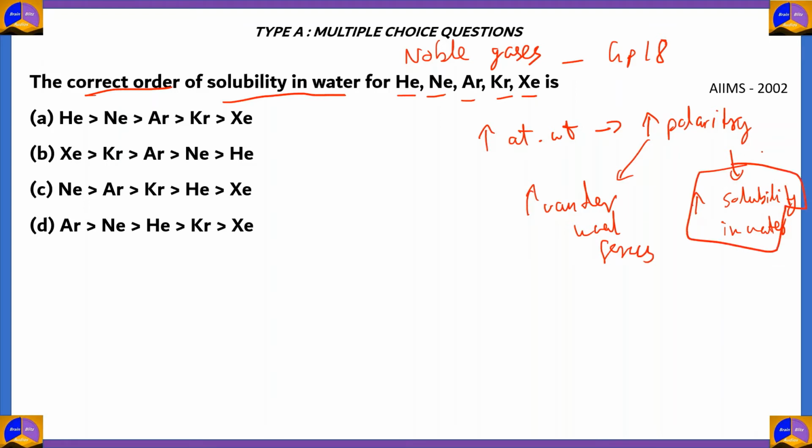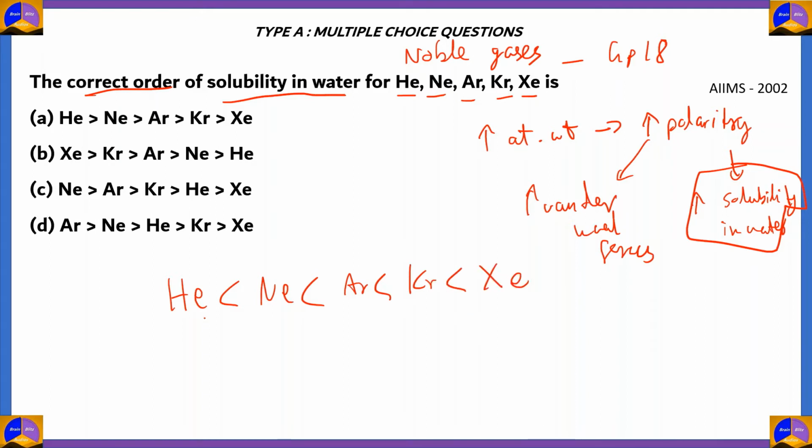So it says that when we have increased atomic weight, that leads to increased polarity. Therefore, there will be increased solubility in water. So when a noble gas weighs more in its atomic weight, then it is highly soluble in water. When it comes to atomic weight, helium is less than neon, is less than argon, is less than krypton, is less than xenon.